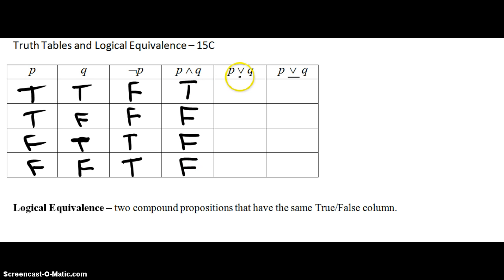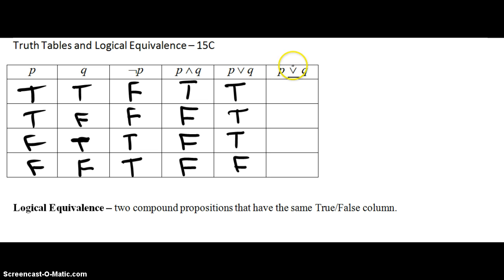Remember what this means? Or both. It could be or both. So if there's at least one true, the only one that's false is this one. The rest of these are true because it's this or both. Okay, so that's true. Remember what this means?